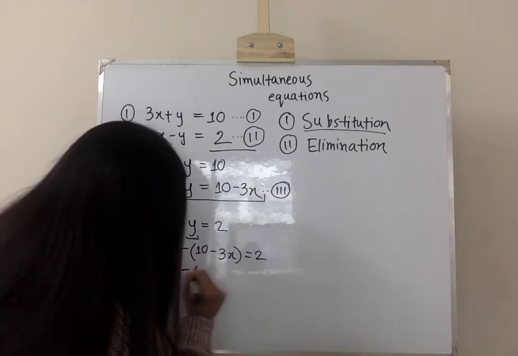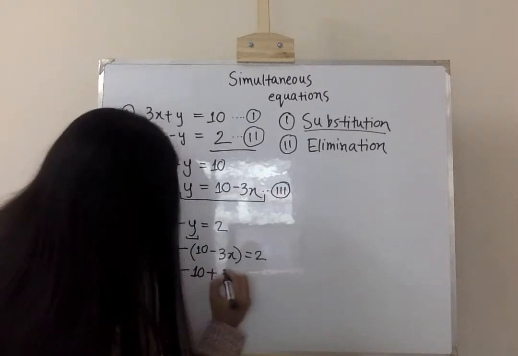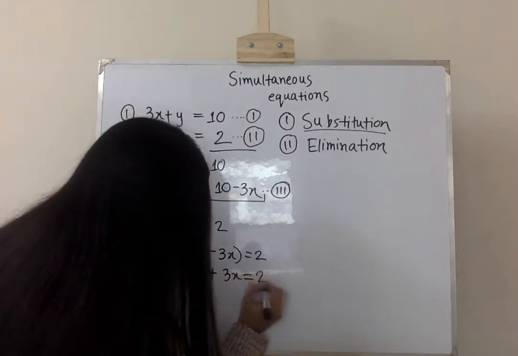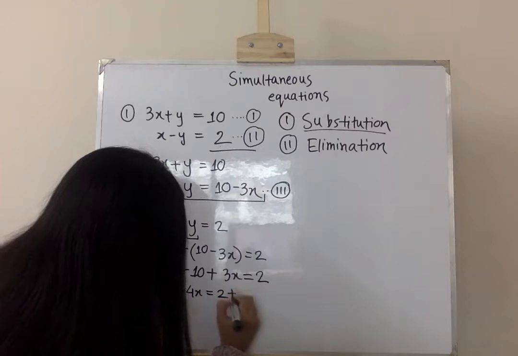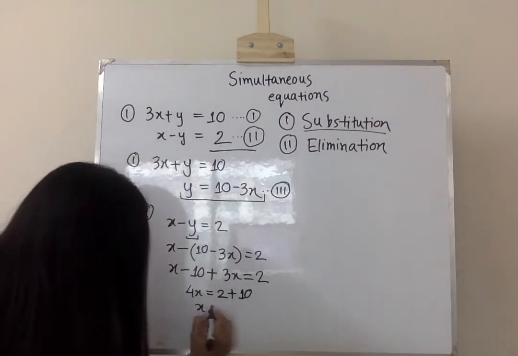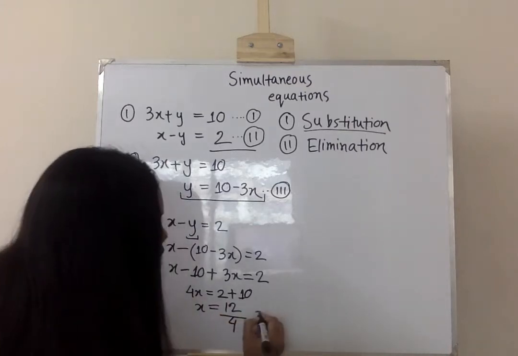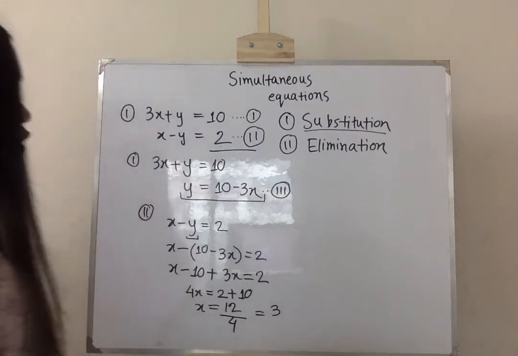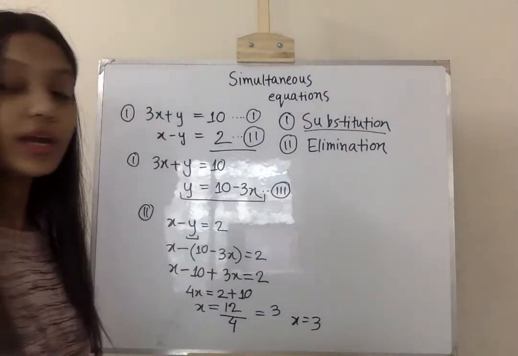x minus 10, then minus minus equals plus, plus 3x is equal to 2. 4x is equal to 2 plus 10, since it's minus 10 on this side of the equation. x is equal to 12 divided by 4, which is equal to 3. So we have got x is equal to 3.